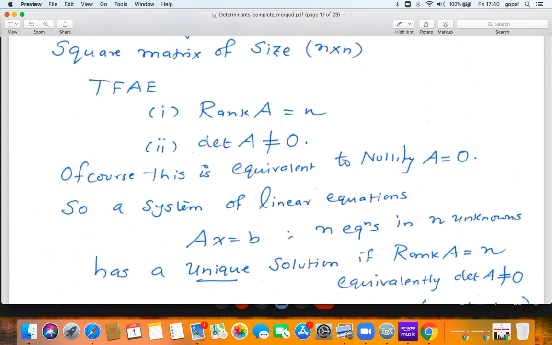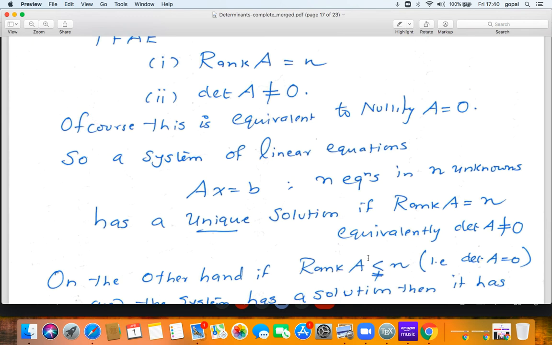Now let us look at a system of linear equations, Ax equal to b. The rank of A is already n. A is an n cross n matrix. If I augment it, I'm going to get an n cross n plus 1 matrix, but the rank anyway is n only. So even the augmented matrix will have rank n. So the system will have a solution, and this solution will be unique because A is invertible.